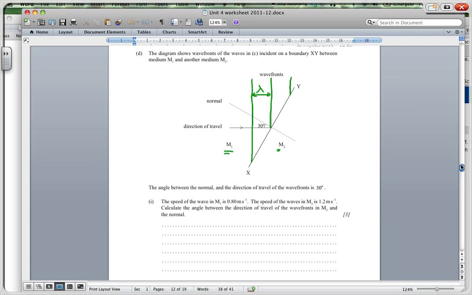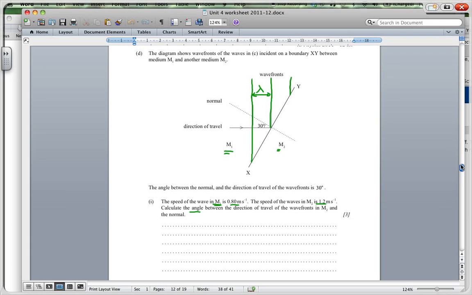So it says over here the speed of the wave in M1 is 0.8 meters per second, and the speed in M2 is 1.2. So the velocity has actually increased. So calculate the angle between the direction of travel of the wavefront in M2 and the normal.